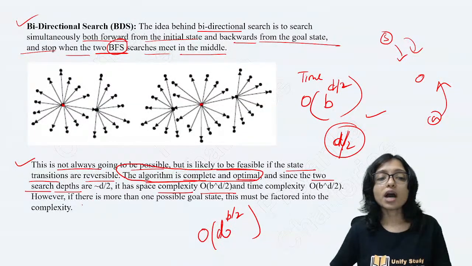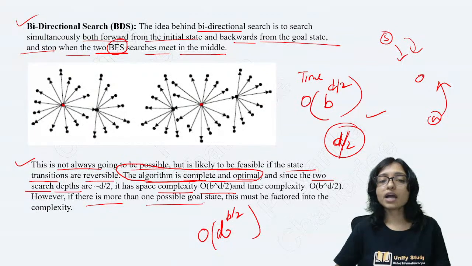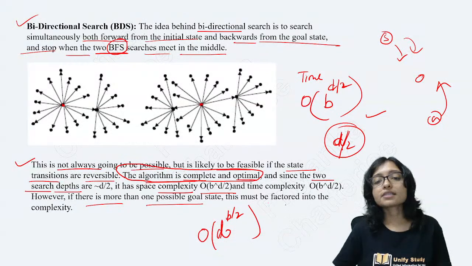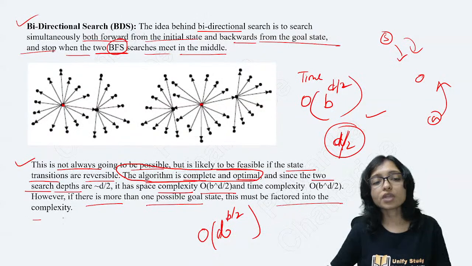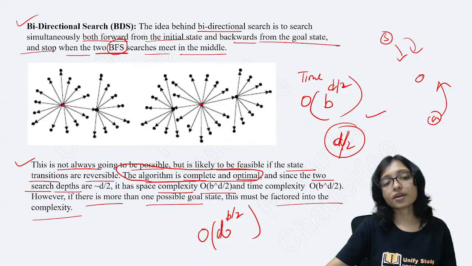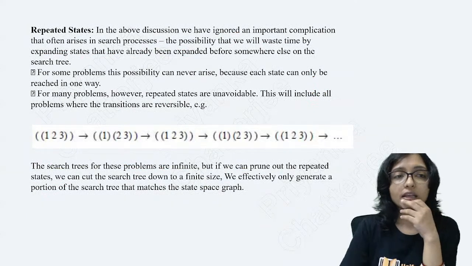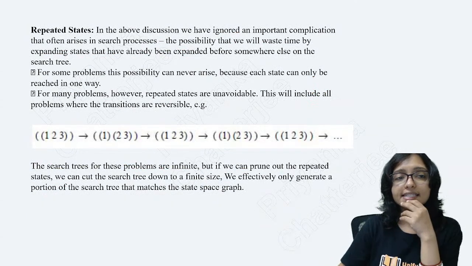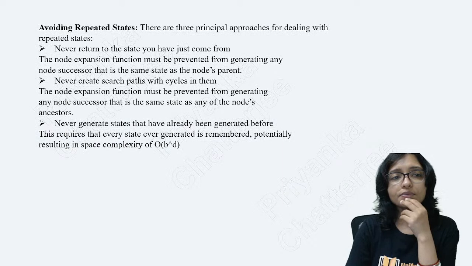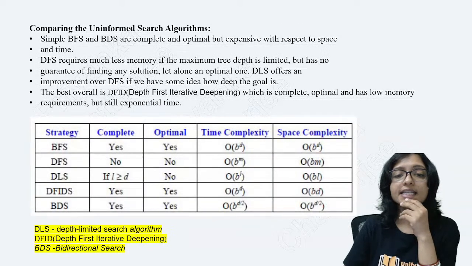However, if there are more than one possible goal state, this adds a factor to the complexity. Okay, clear. Repeated states can be there; the detail of this is avoiding the repeated state.